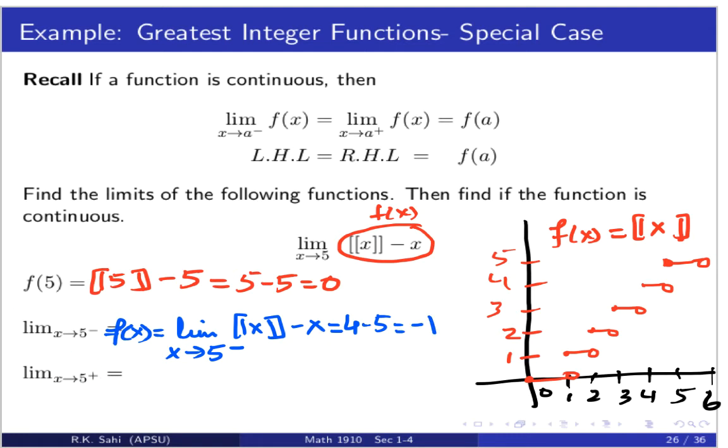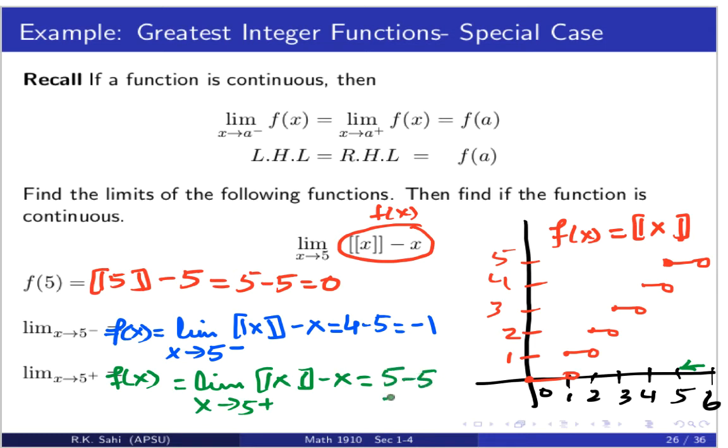Now the right-hand limit. This is f of x, which is basically you're coming from the right-hand side towards 5. It's the greatest integer of x, minus x. Now if you're coming from the right-hand side, that means you're coming from here, the value is 5 for the greatest integer. And this one is simply minus 5, which is 0.